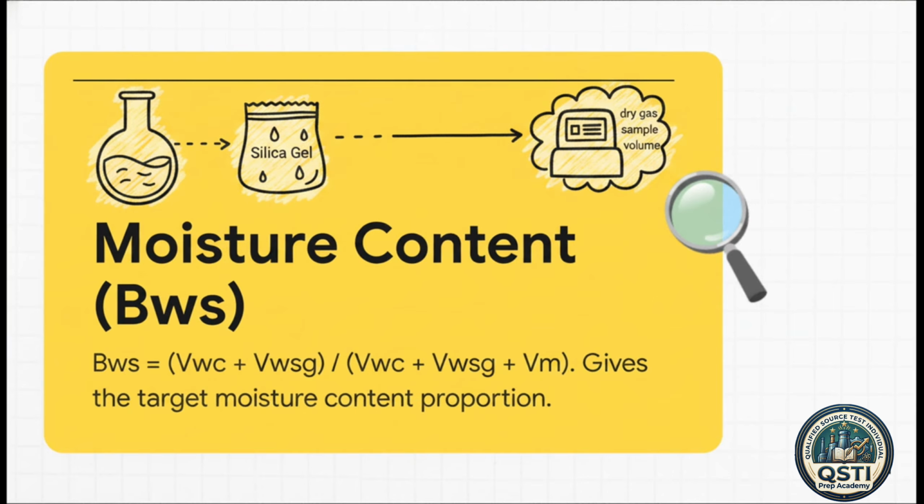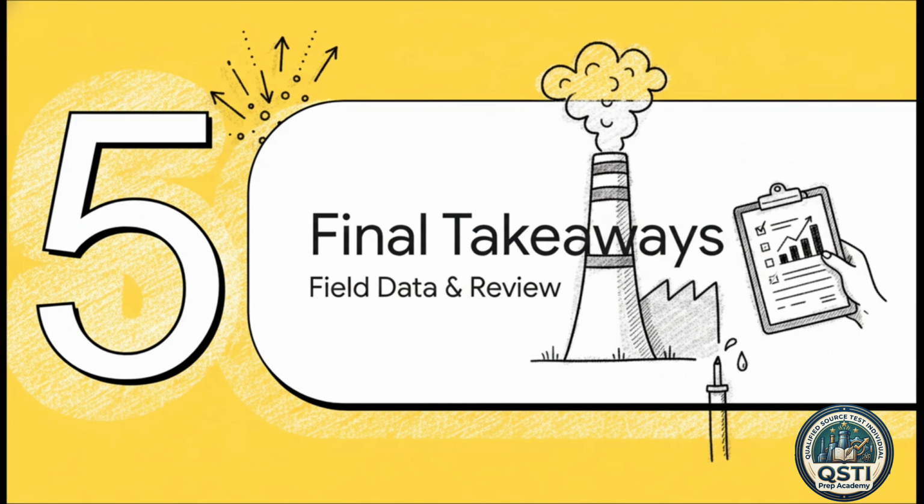Finally, equation 4.4. This is the big one that brings it all together to give you BWS, your target moisture content proportion. You're just taking your total collected water vapor, so the condensed water plus the silica gel water, and dividing it by the total volume, which is your water vapor plus your dry gas sample volume. Basically, it's just a simple fraction of the wet volume over the total volume. Easy, right? Okay, rounding the corner to field data and final exam takeaways.